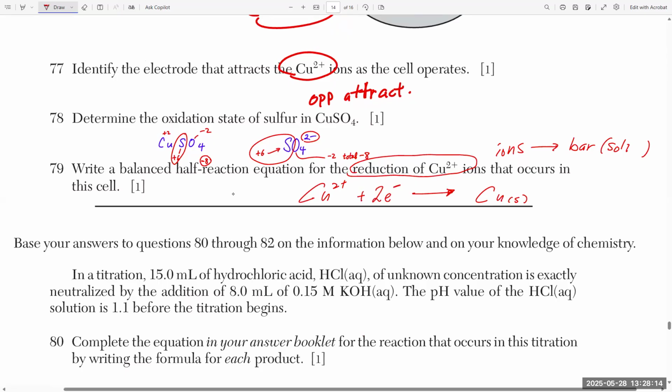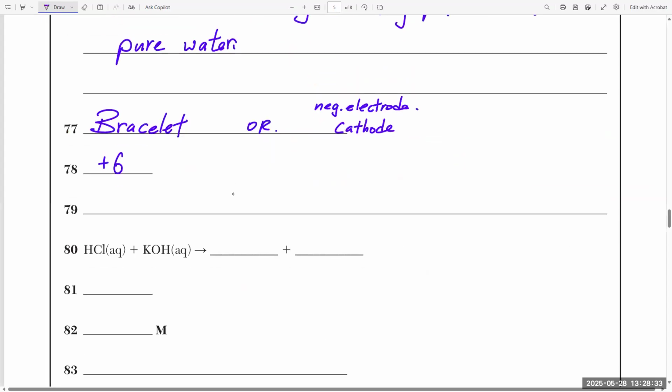Right? You need 2 electrons on this side. Don't forget this. I've seen some wacky stuff that kids write. They'll do stuff like this and then put the electron on the wrong side. Remember, the electron is added to make the charges on either side equal to each other, in which case it's 0. So let's go and fill that out.